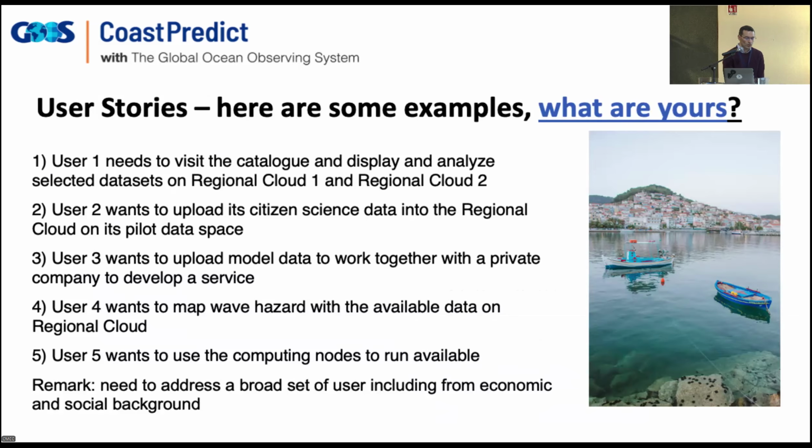Then we moved to trying to gather user stories. This is just a few examples that were provided. One of the feedback points that came out was that the user stories will not only target the physicists, for example, or the scientific users, but also people from a more economic and social background.